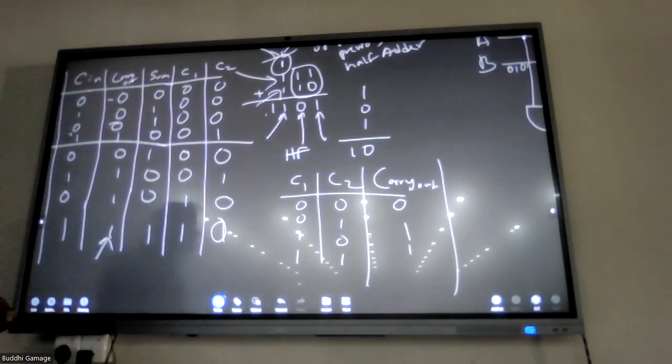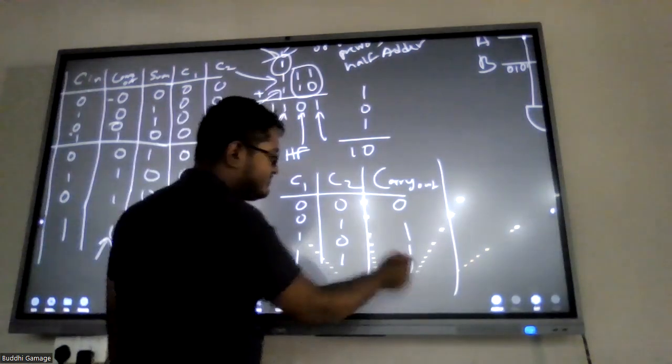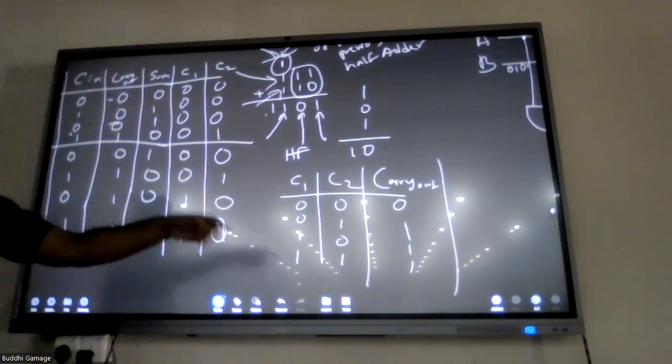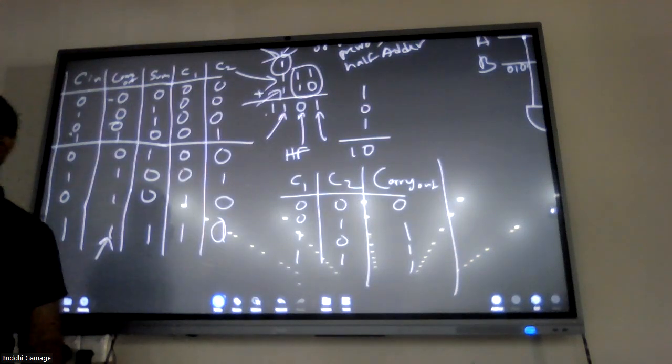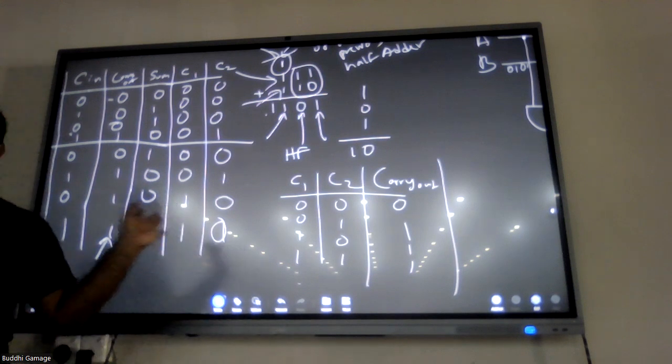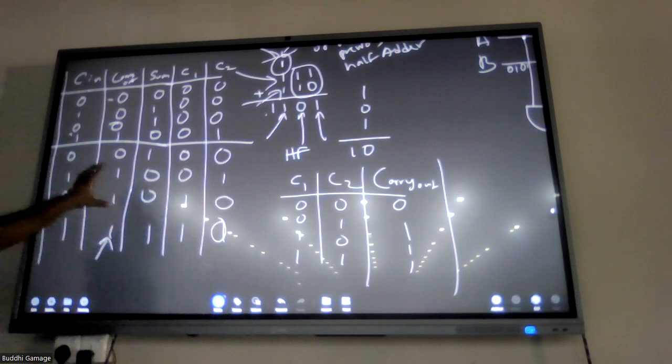Okay, I will explain this. Consider this is 1. So if it is 1, are there any changes to this truth table? Will there be any changes? Make changes in the full one.